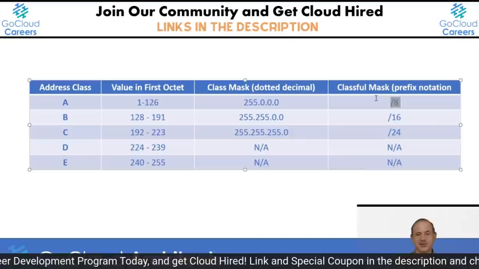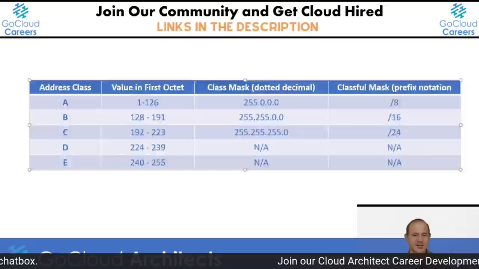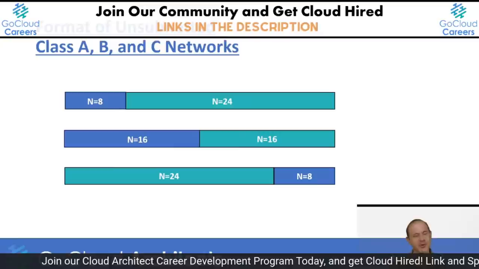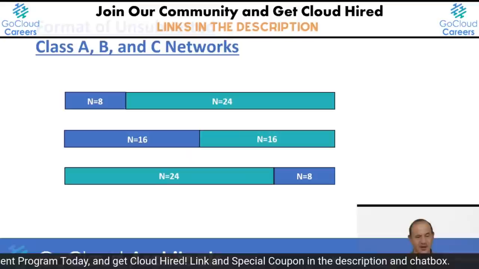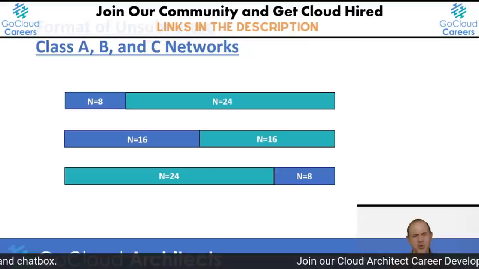Now, practically, when people talk about classful networks, they're talking about this first octet. So let's look at these class A, class B, and class C networks. A class A network gives you 8 network bits and 24 host bits. A class B network gives you 16 network bits and 16 host bits. And a class C network gives you 24 network bits and 8 host bits. So what does that mean? Well, we'll get there pretty quickly.